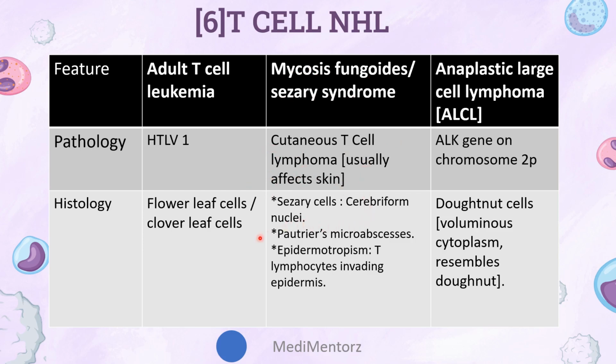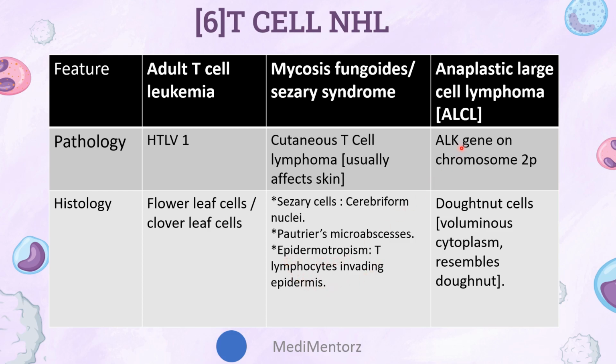Talking about the histology, there are so many cells. They are called Sézary cells, having a nucleus similar to the cerebrum of our brain. Therefore, they are called cerebriform nuclei. And there are so many abscesses present over the skin, so that's why they are called Pautrier's microabscesses. Talking about epidermotropism, why are they calling it that? Because T lymphocytes invade the epidermis. So that's why they are calling it epidermotropism.